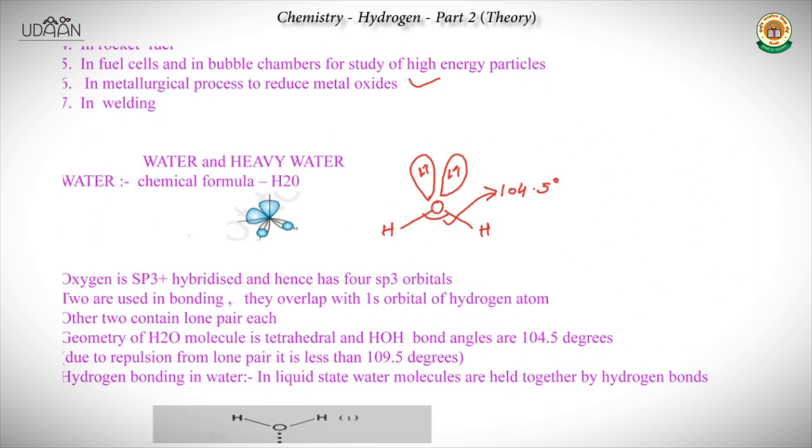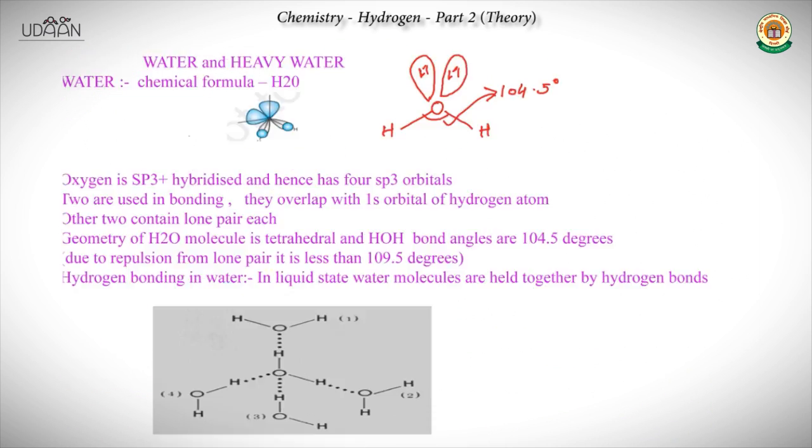Now we will discuss water and heavy water. Water has a chemical formula H2O and its geometry is tetrahedral. We can see in the diagram there are two lone pairs and two bonds, one with H, one with another H, which gives us the sp3 hybridization. In sp3 hybridization, these four are sp3 hybridized orbitals, in which two are used to make sigma bonds and two are used to have lone pairs.